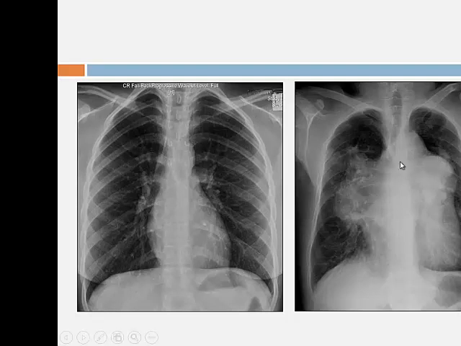Obviously, this is an extreme case, but you can see the pulmonary trunk is quite large, and both pulmonary arteries are very big. You could sometimes be caught out thinking it's lymphadenopathy. Sometimes it can be that gross.